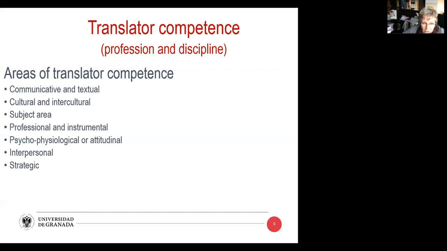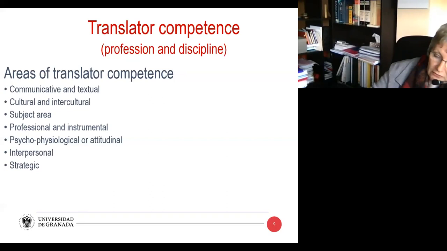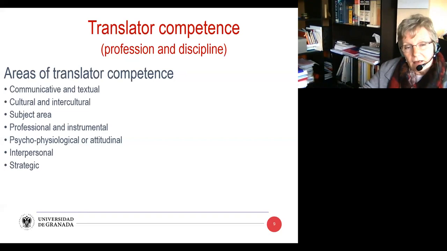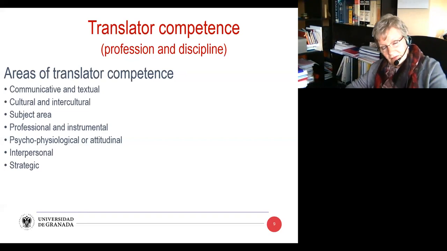Moving on to two areas which don't always appear in competence models, but which I think are important. The first, the psychophysiological or attitudinal area. It is very, very interesting when we look at research into directionality of translation that we actually discover that one of the major differences is a difference in confidence, in self-confidence of the translator in their ability to carry out the task. And this confidence or lack of confidence has an impact on the success of the actual translation process.